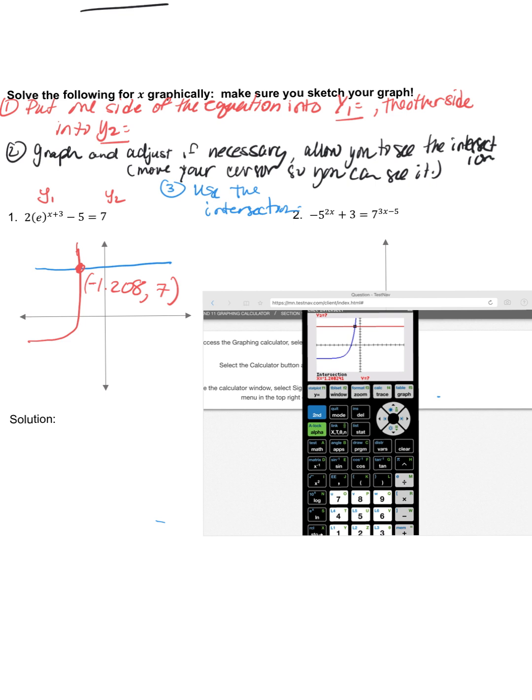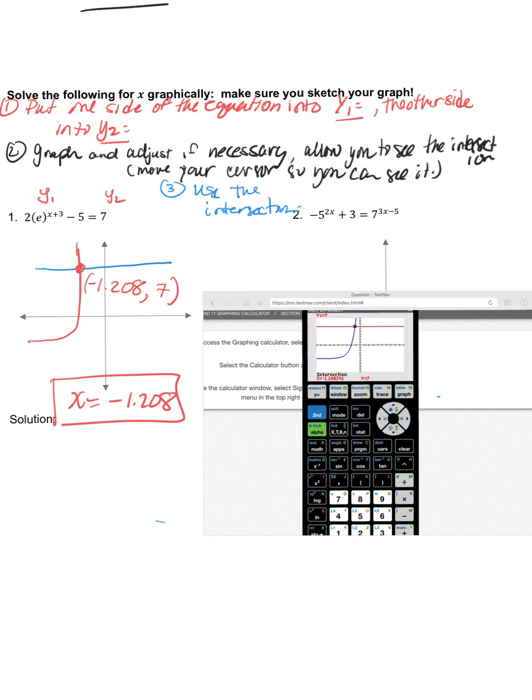Some of your completed notes and homework show that, but the question is solving for x. You're not trying to graph 2 lines, or 2 graphs, and find the intersection. You're trying to find what x is. And this is another way of finding x using your calculator. So my answer is actually just the x. So x equals negative 1.208. Okay?